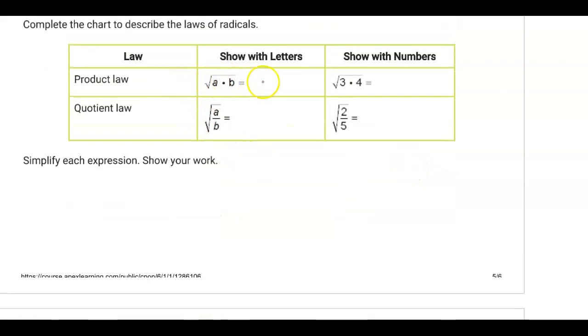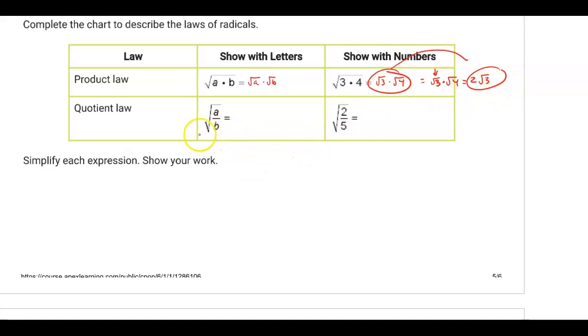Now, the square root rules mean I can break this up into the square root of a times the square root of b. I can break it up into the product of two radicals, or I could do the square root of 3 times the square root of 4. I can't take the square root of 3, so I would keep it the same, but the square root of 4 is 2. Now the book just wants you to do root 3 times root 4, but I would take both answers here.